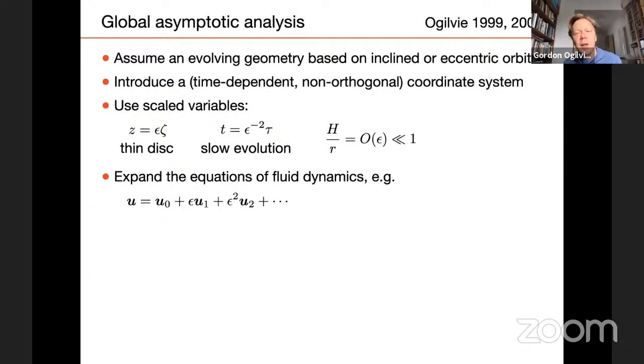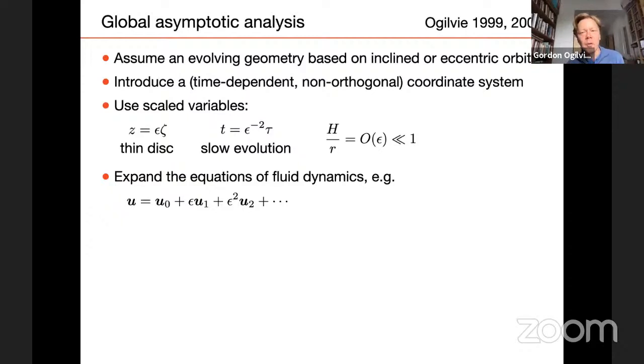Okay, so the global asymptotic methods that I developed, roughly speaking, it goes like this. You assume that you've got either a warped or eccentric disk, which has some geometry that is slowly evolving, and it's based on the geometry of a family of Keplerian orbits. And then we introduce a coordinate system that's adapted to those orbits. It is somewhat complicated because it's a non-orthogonal coordinate system.